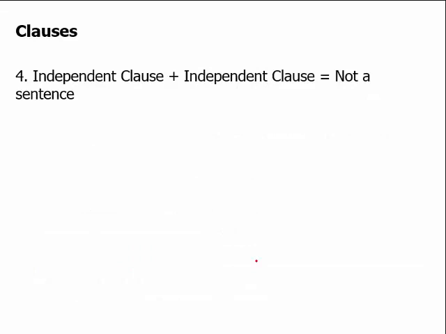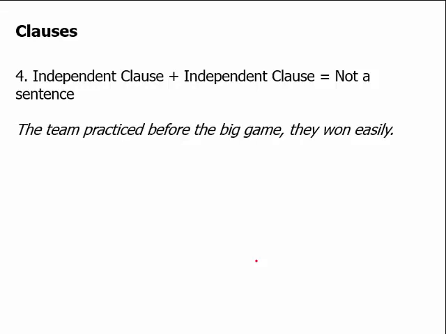And this is actually the one the test is going to try to get you on, because this tends to sound absolutely fine. The team practiced before the big game, they won easily. Hey, no one's going to arrest me for bad grammar. Think again, actually. This is called a comma splice. What that means is if you put together two independent clauses and separate them with just the comma, nothing else, just that comma, then that is not a complete sentence. And the test is going to test you on that quite often. The reason is because it sounds fine. It seems to flow, but it is a violation of the grammatical rules.